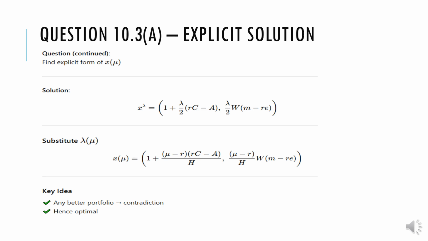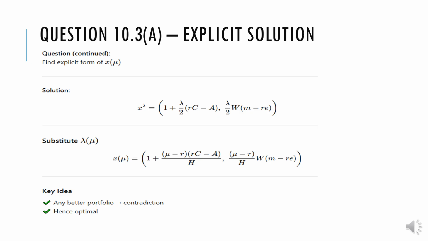In this slide, we compute the explicit form of the portfolio. We start with the general formula for efficient portfolios in terms of lambda. Then we substitute the value of lambda that we derived earlier. After simplification, we obtain the final expression for x of mu. This gives both the weight in the risk-free asset and the weights in the risky assets.